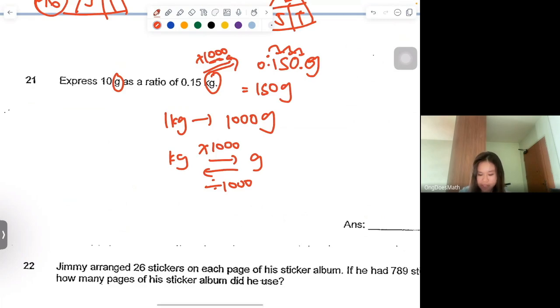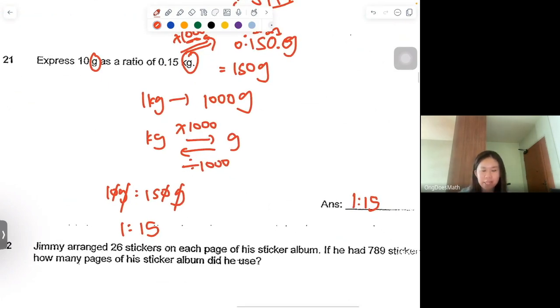So to express it as a ratio, so 10 gram to 150 gram, right? Units are the same, can cancel out. You have 0, can cancel out. So it's just equals to 1:15. So answer is 1:15.